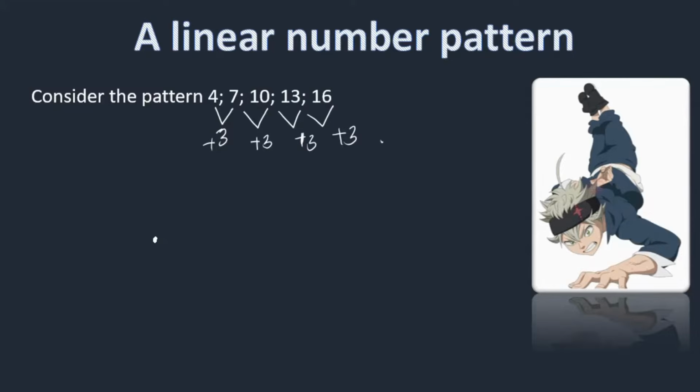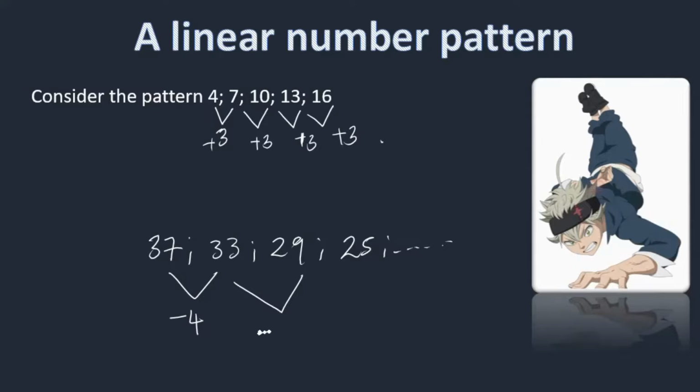For example, let's say we have 37, the next value is 33, the next value is 29. And I'm sure you can see the pattern here this way. In this situation, our value here is minus 4. From there to there, that's minus 4. From there to there, that's minus 4. That's how we find out linear patterns.